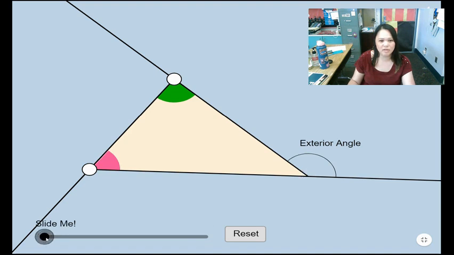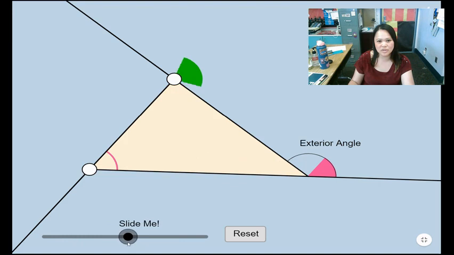So here are my two remote interior angles. The pink one is going to slide to the right. And there's the green one, and it's going to rotate and slide down, and we get the exterior angle here. So that means whatever these two angles are, if we add them together, will equal the angle on the outside.